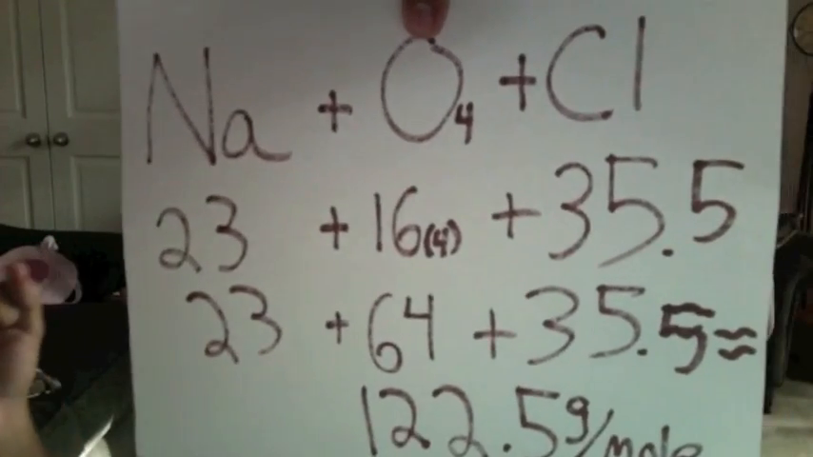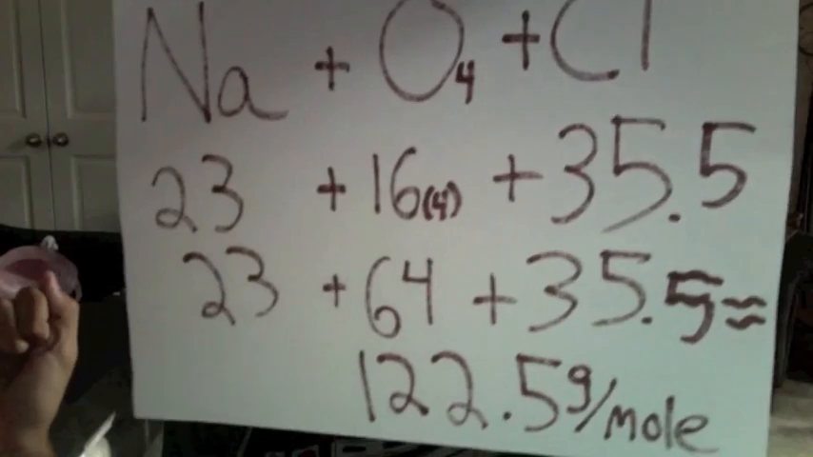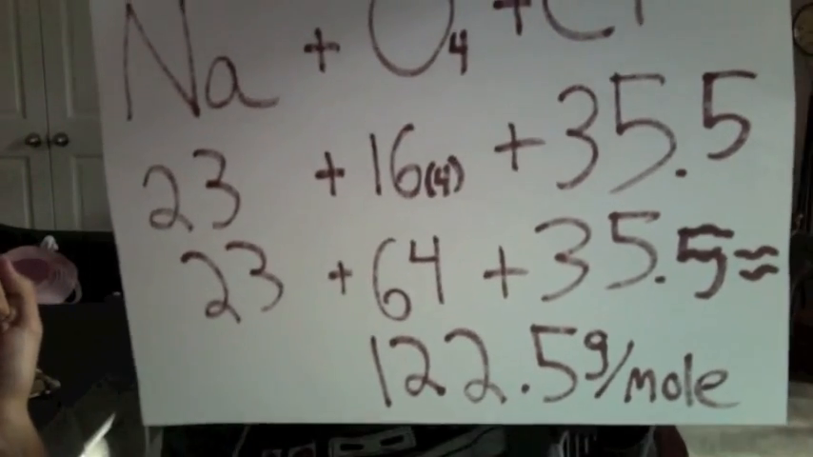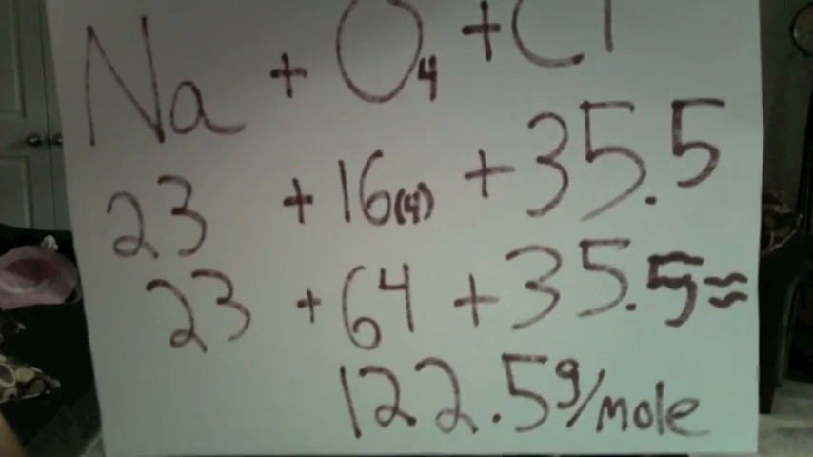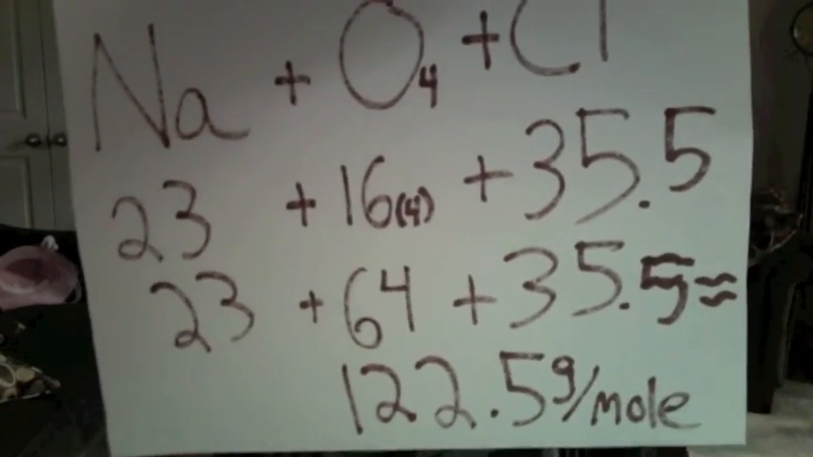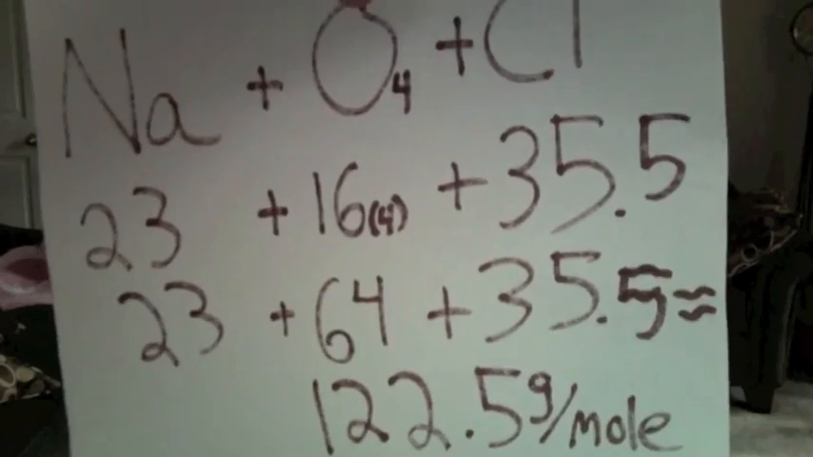But there are 4 atoms of oxygen, therefore we have to multiply 16 by 4 to get 64. Then we add the atomic mass of sodium, which is 23, the mass of 4 oxygens, which is 64, and the atomic mass of chlorine, which is 35.5, to get 122.5 grams per mole.